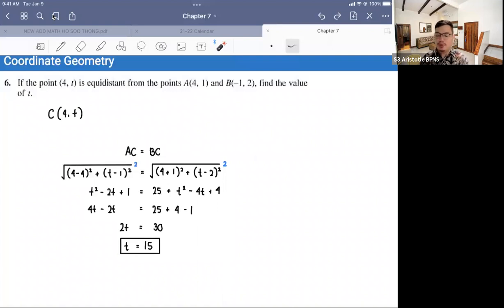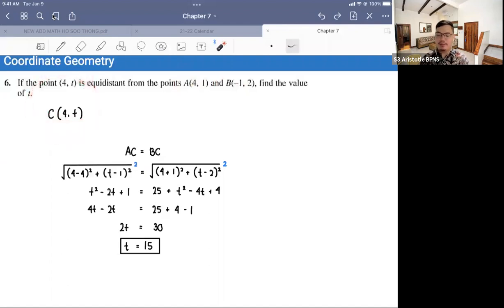If the point 4P is equidistant from points A (4, 1) and point B (-1, 2), we need to find the value of P. I designated a letter for this point. So I call this point C. You can use any letter, if you want, you can use point X. Any letter in the alphabet is fine, except for point A and point B, of course. So this is my point C.